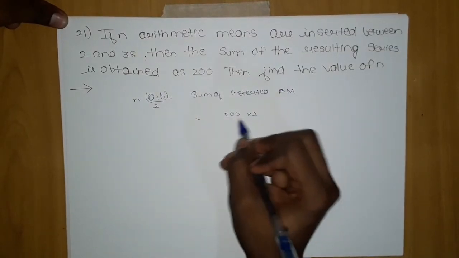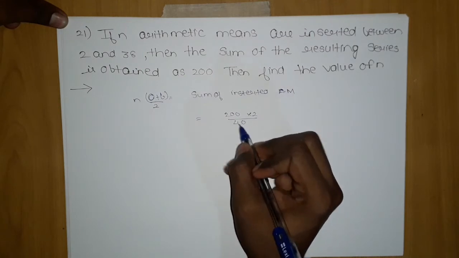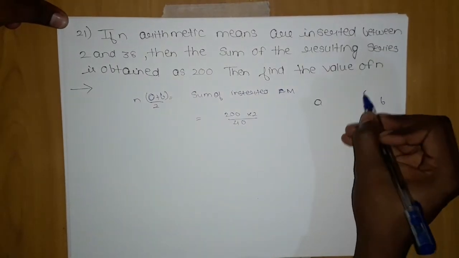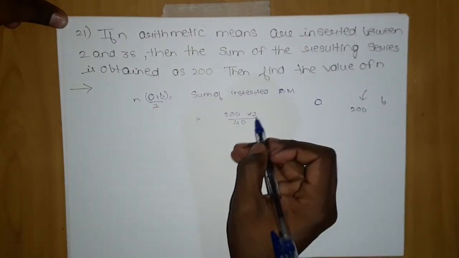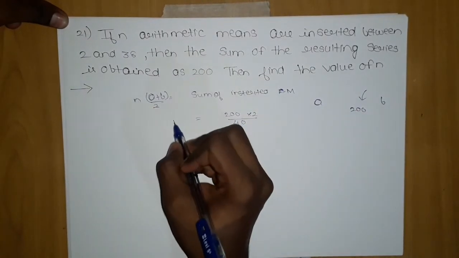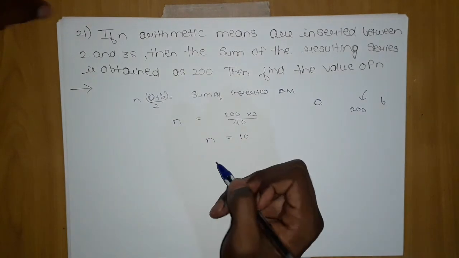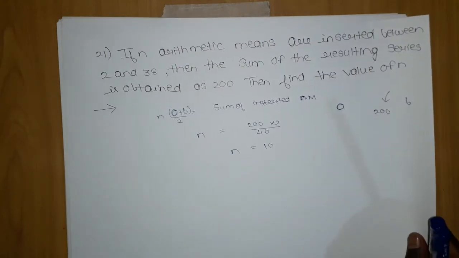So 200 upon (a plus b) by 2, which is nothing but 40. 38 plus 2, between the two numbers a and b they have inserted means whose sum they have given as 200. So this is 200 by 20, which gives me 10. So n is equal to 10. This question was very easy, just on the basic concept of the sum of arithmetic means inserted between two numbers a and b. We have already discussed how it appears and how we calculated its formula.